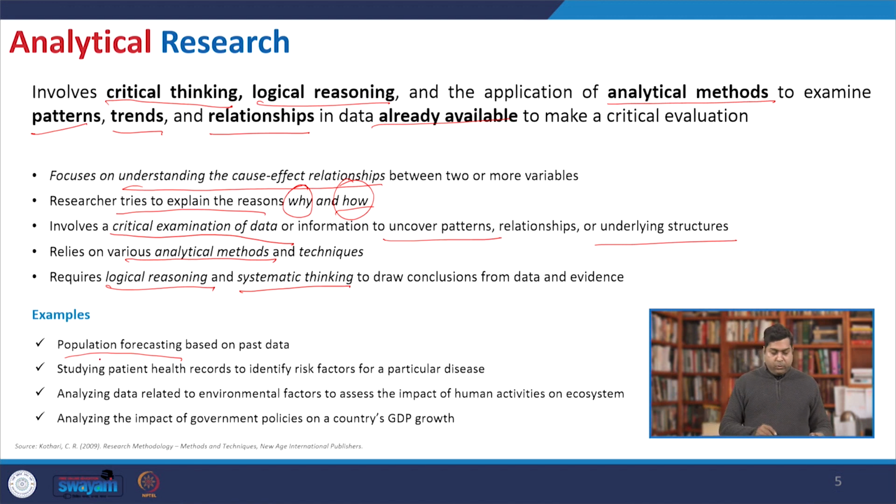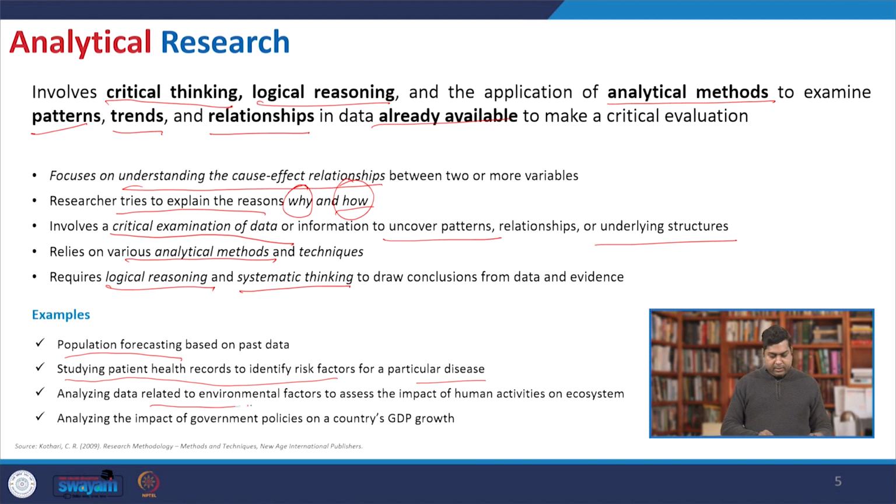Now I have already told you about the example of population forecasting. Then, for example, studying patient health records to identify risk factors for a particular disease. As I already mentioned, even if you go to a doctor, before prescribing the medicine, a doctor always asks you whether you have any allergy to any such kind of drugs, or whether there is any past record. Normally nowadays it is very common, like diabetes, and there is a correlation: is there anyone in your family who had that particular problem? So the record checking and analyzing is also part of that.